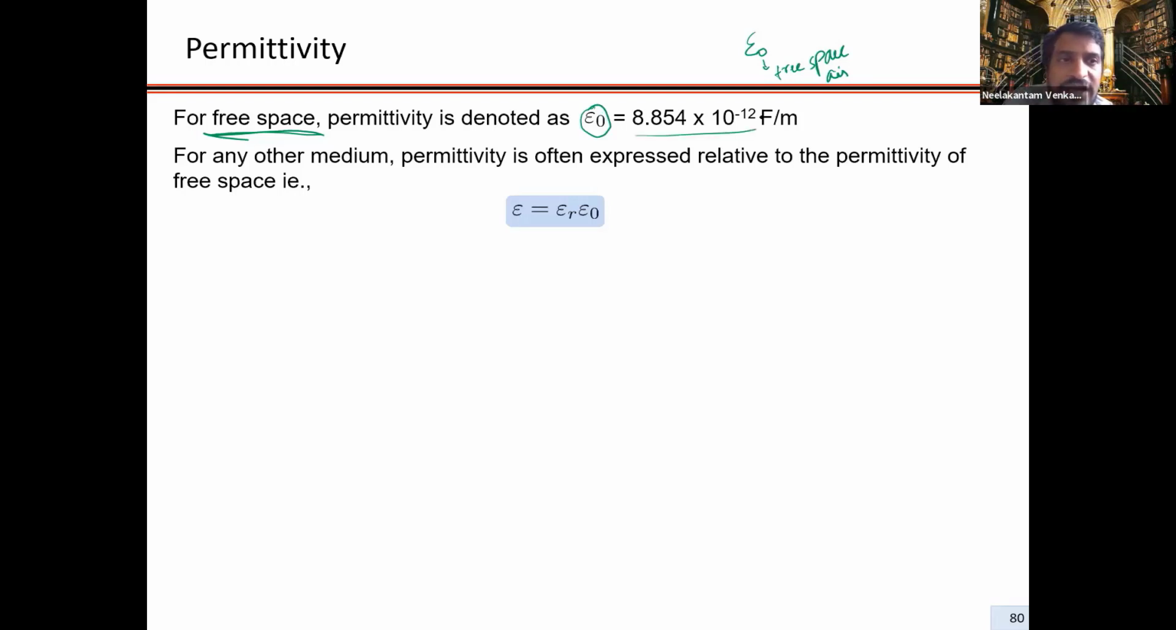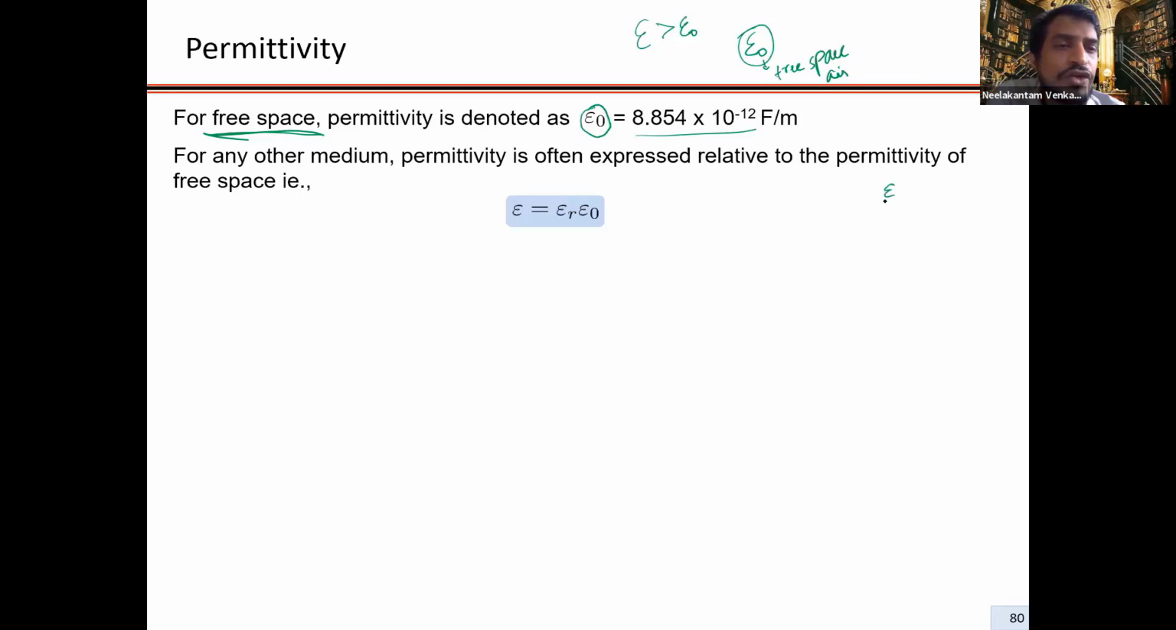But how about if it's not air? For example, wood. You know that wood is not an electrical conductor, so it's a dielectric. Or how about plastic? Or how about a printed circuit board? Those can have an epsilon which is typically greater than your epsilon zero, that of air.